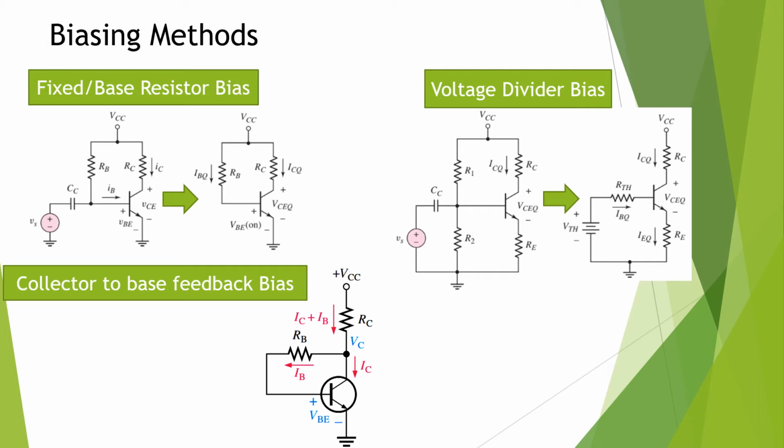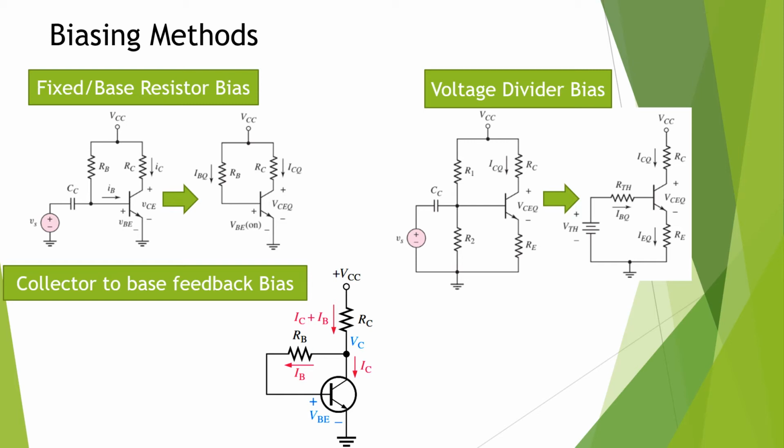The next method is voltage divider bias. Usually, in all circuits we use the voltage divider bias. It is also called self bias. In this method, we have the R1 and R2 resistances, which are called biasing resistors. As usual, here also we have the coupling capacitor, which will isolate the signal source from the DC supply. This circuit is very complex to analyze.